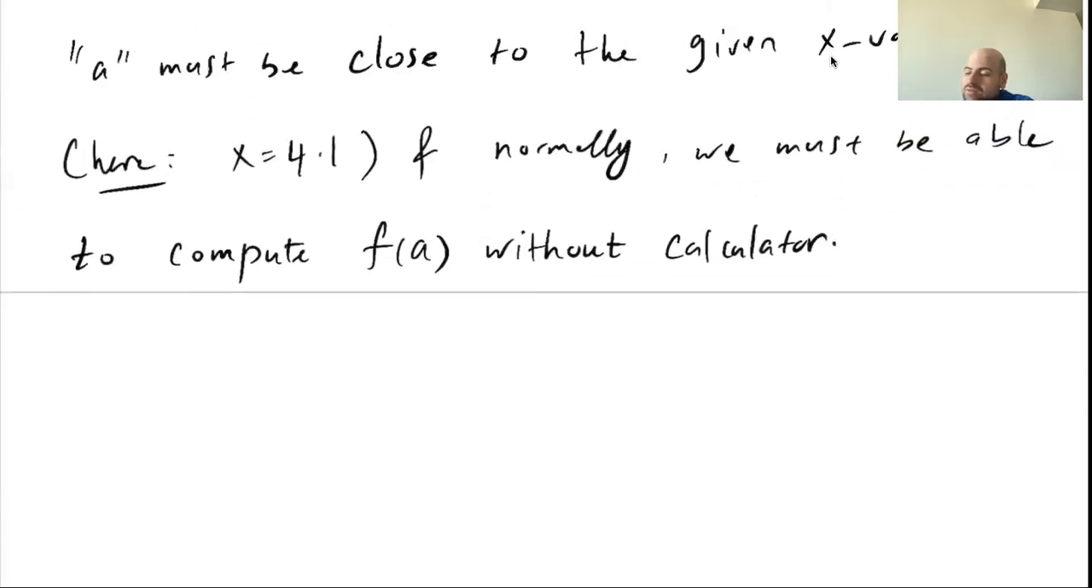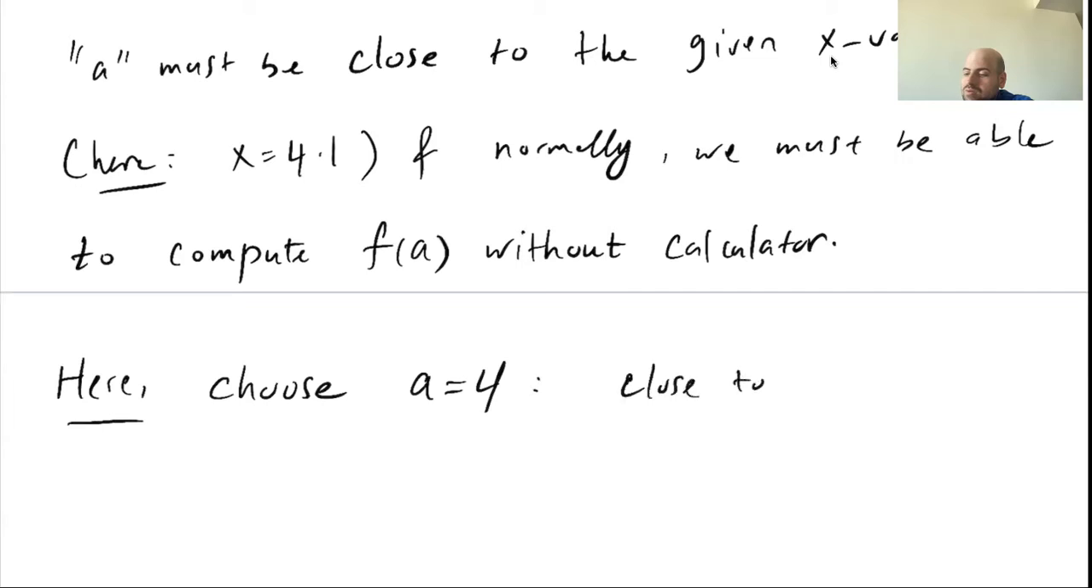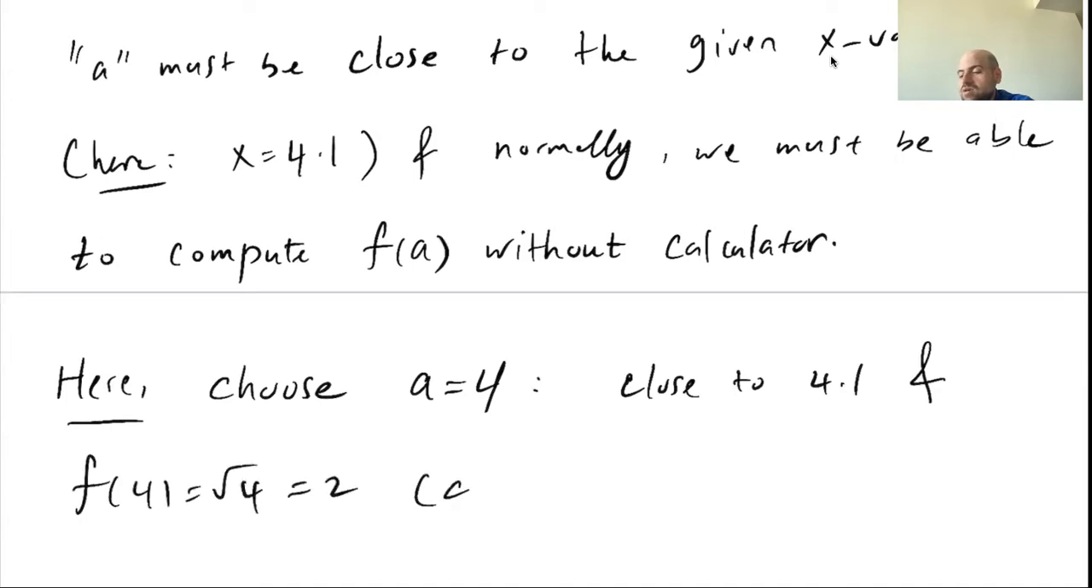So here, choose a equal to 4, close to 4.1, and f of 4 is root 4, which is 2, can be computed without a calculator.